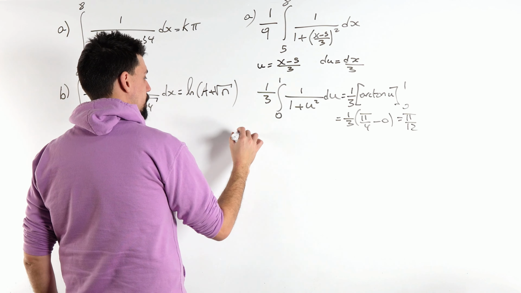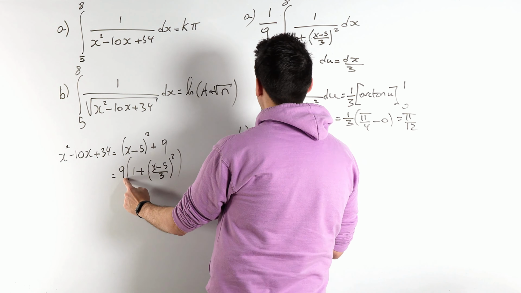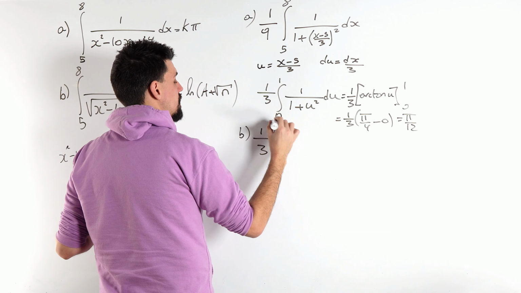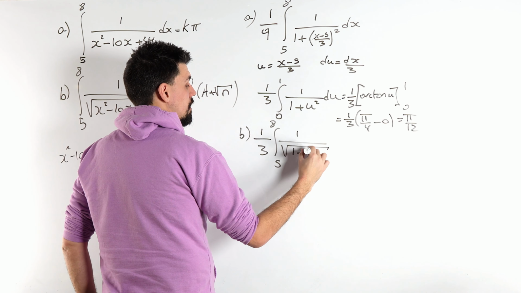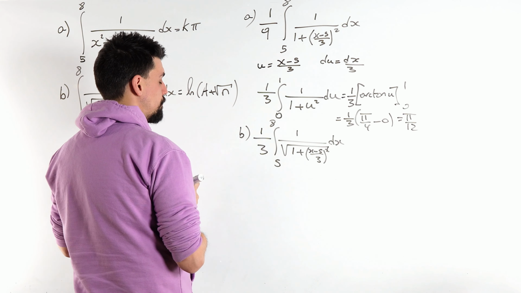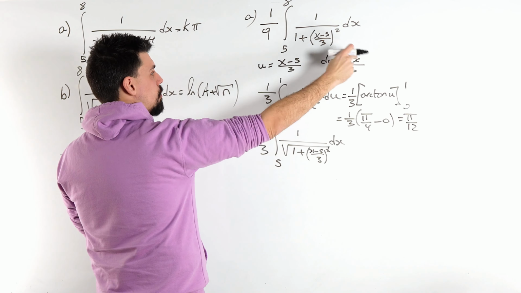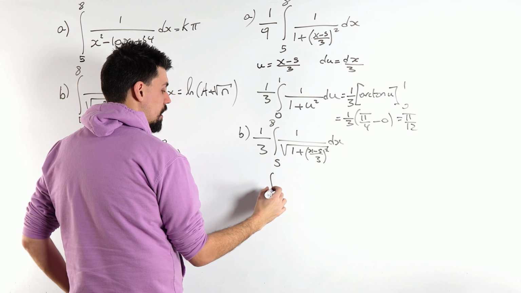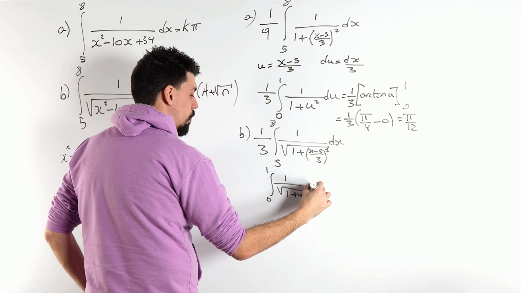Right, B. Now we do need to be a little bit careful because this whole thing is square rooted. So we'll have to square root the 9. So what's 1/3, 5 to 8, 1 over square root of 1 plus ((x minus 5) over 3) all squared dx. We're going to do a similar trick. We're going to change it from x's to u's in the same way as here. That 1/3 is going to combine with the dx to make our du. So that's 0 to 1, 1 over square root 1 plus u squared.